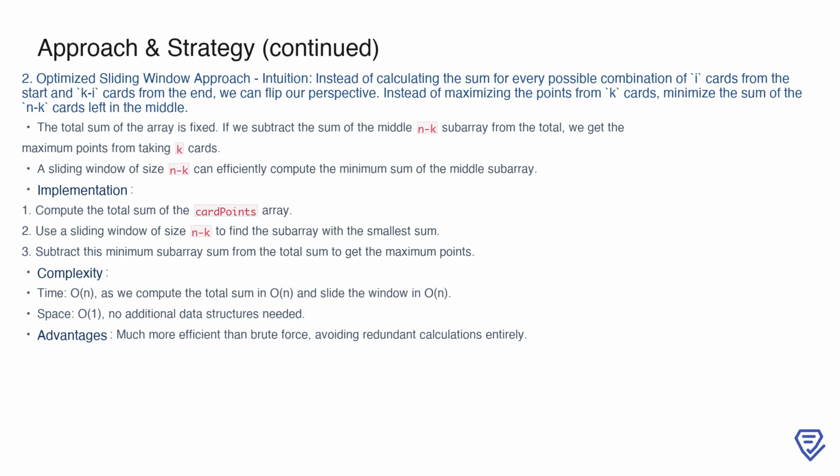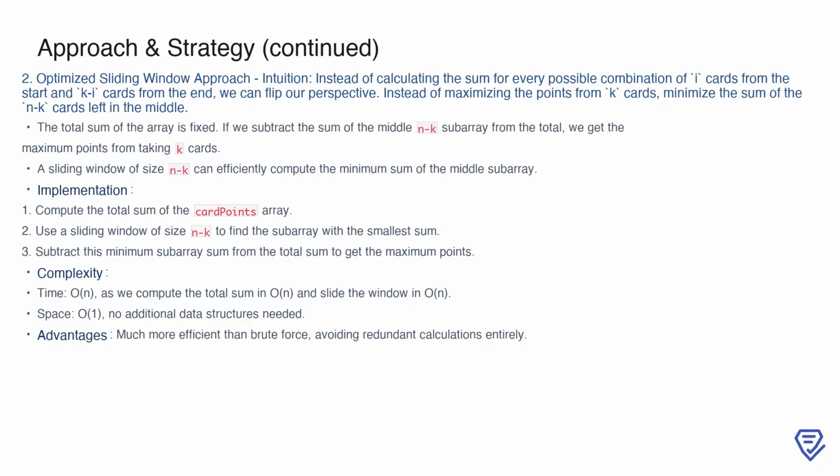First, we compute the total sum of the card points array. Then, using the sliding window, we efficiently track the minimum sum of any subarray of size n-k. Finally, subtracting this minimum sum from the total gives us the maximum points.